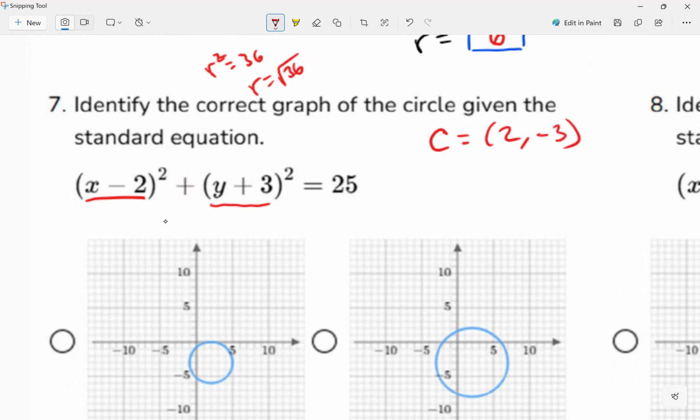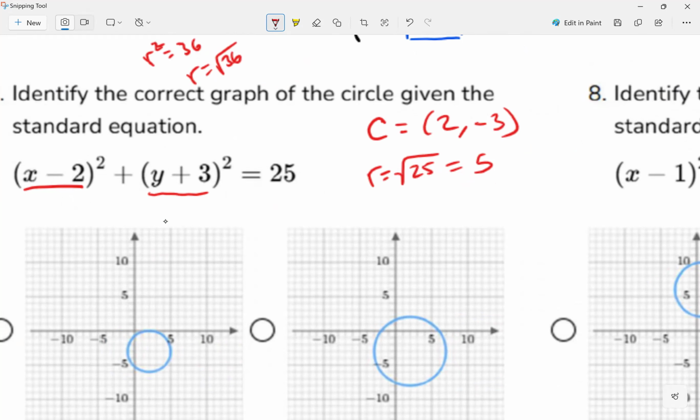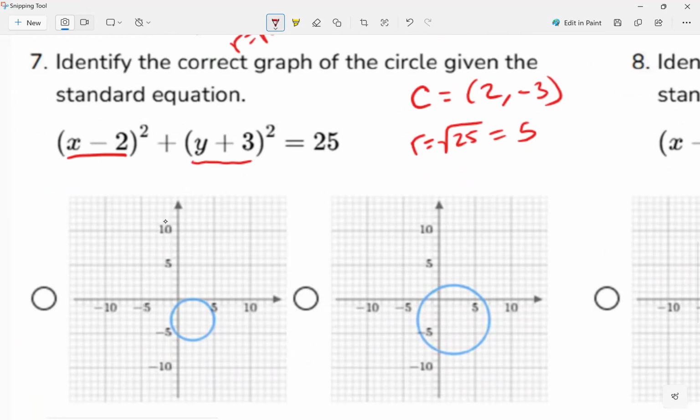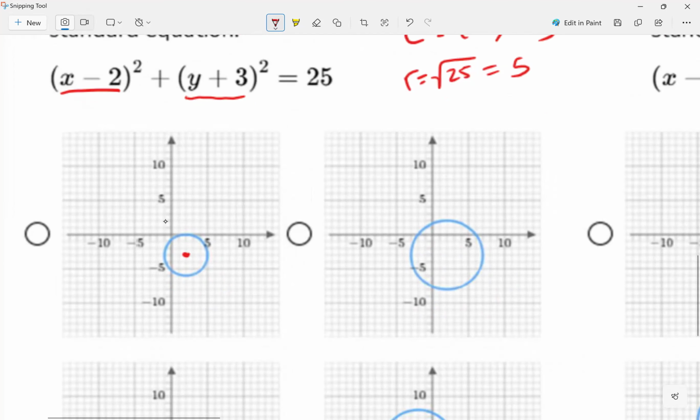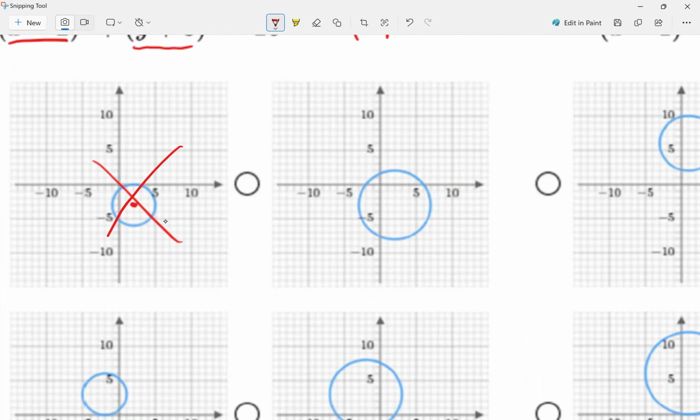We know the center of the circle. My radius I know is the square root of 25. Well, the square root of 25, isn't that 5? So my radius is going to be 5. Okay. So knowing my center, looking at my first choice, the center is about here. Is that the point 2, negative 3? Nah, I don't think so. So that's not the choice. For right now, I'm just going to cross it out.